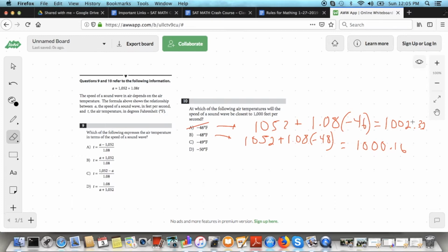Let's see if C gets us closer. Okay, so it's 1,052 plus 1.08 times -49 equals, plus 2 equals, okay, 999.08.